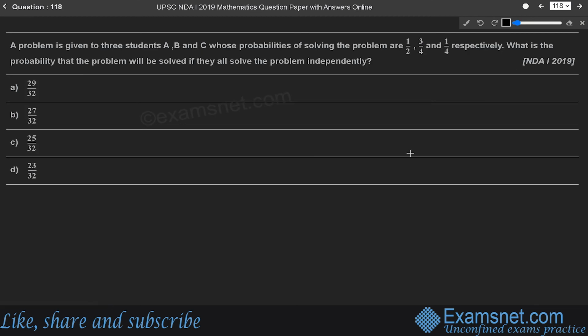Next question is, a problem is given to 3 students A, B and C whose probabilities of solving the problem are 1 by 2, 3 by 4 and 1 by 4 respectively. What is the probability that the problem will be solved if they all solve the problem independently? It is a question from probability. And let E be the event that the problem will be solved.